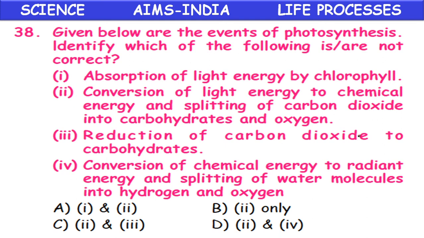Okay, so here the first statement is correct. The second statement, conversion of light energy to chemical energy and splitting of carbon dioxide is mentioned, so it is wrong. Next, third one, reduction of carbon dioxide, okay, it is correct. And next, fourth one, conversion of chemical energy to radiant energy, wrong. Radiant energy is converted to chemical energy. Okay, so option D.